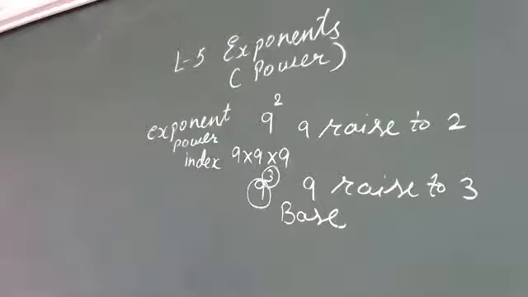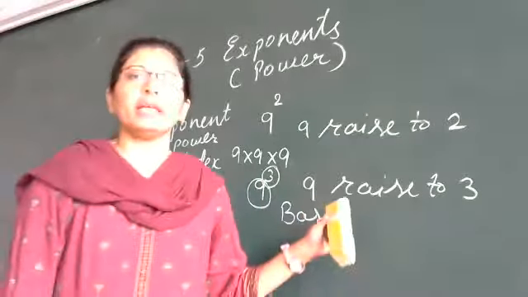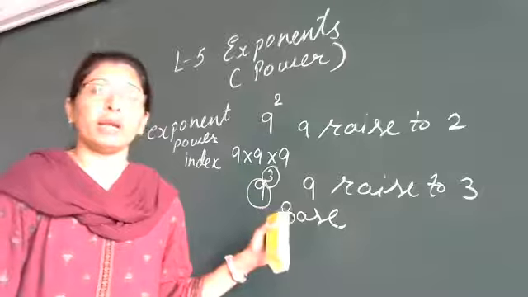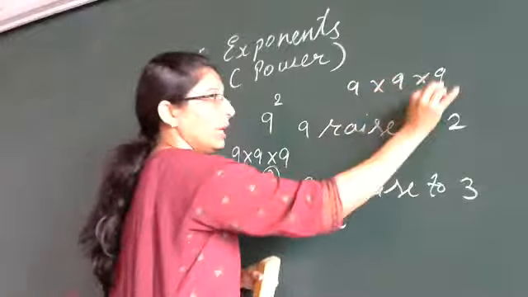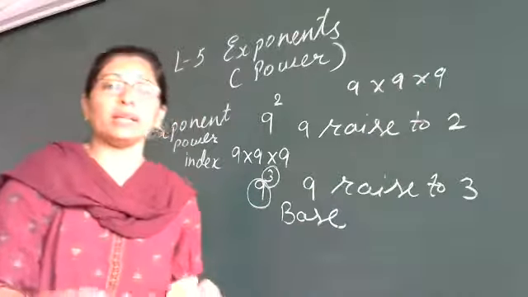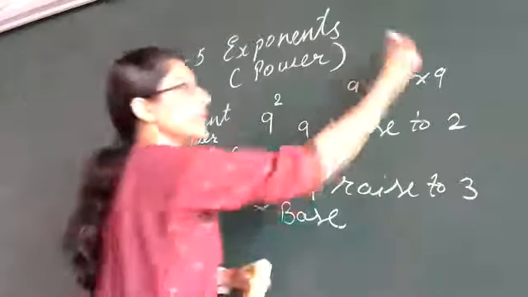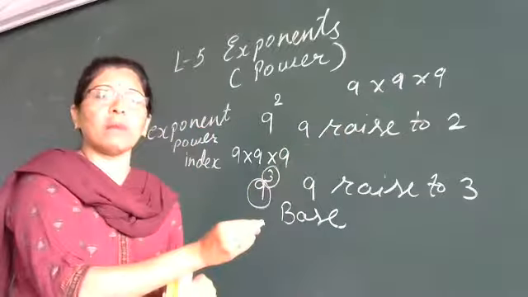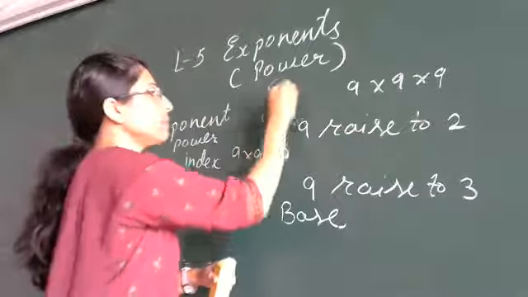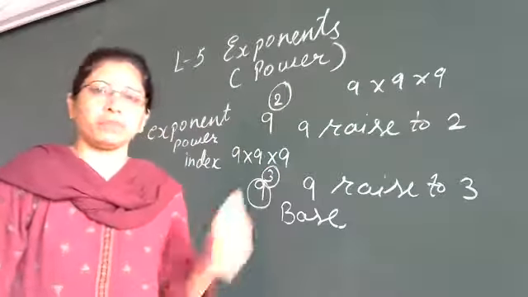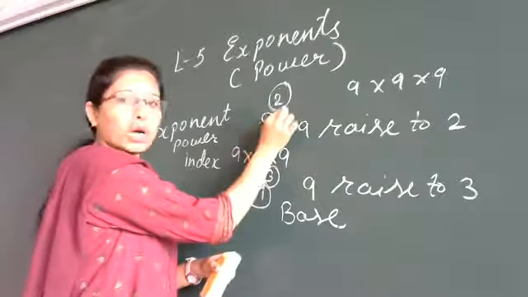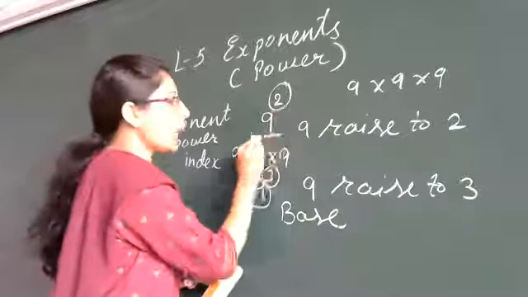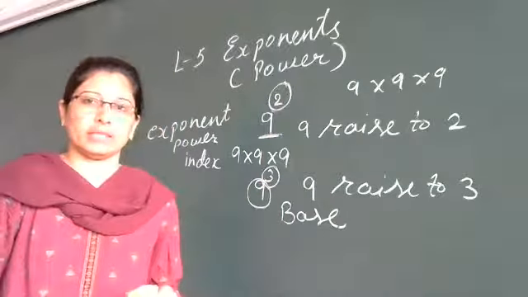Understood? This is a shortcut method of multiplication. If you are multiplying the same number many times, we can write it in shortcut form, that is, raised to. However many times we are multiplying, that many times the number is written. So this is the exponent, power or index, and this lower number is known as the base.